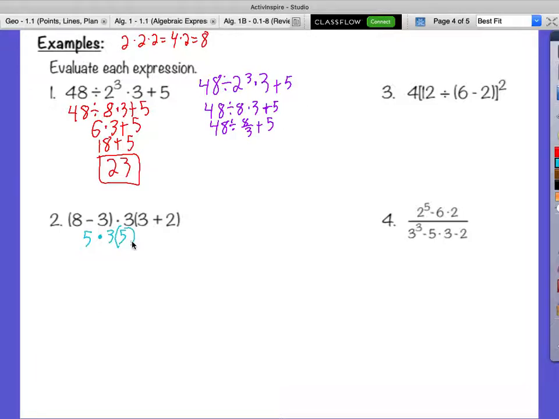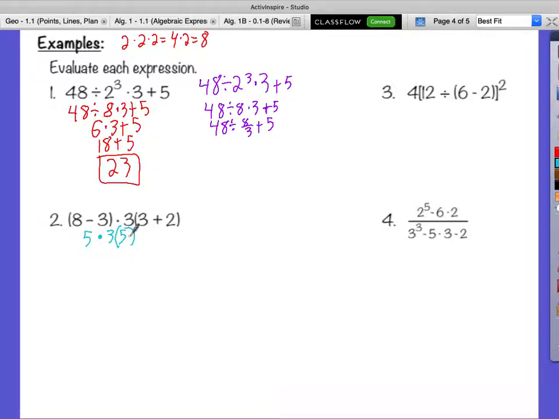So now, is there anything still to do inside parentheses? Are there any operations inside parentheses? No. Okay, there's still a number inside parentheses, but is there anything we can do with this 5 inside the parentheses? No. There's something you can do with the 5, it's not inside the parentheses, okay?